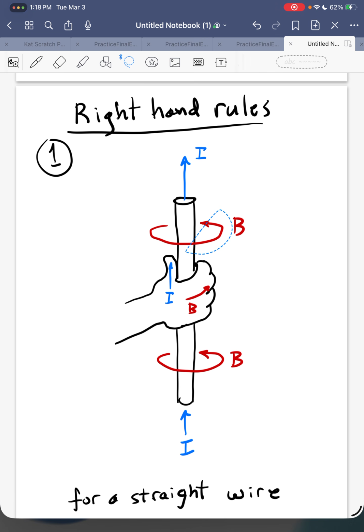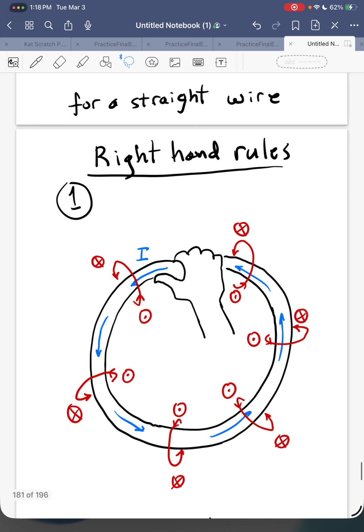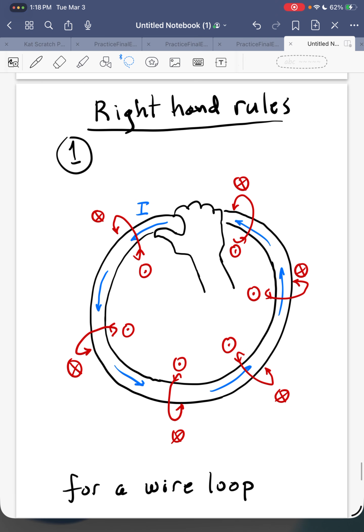This is for a straight wire, but you can also do it for a loop. Say I've got a loop here, and the loop's got current going counterclockwise, like that. You point your thumb in the direction of current flow, roughly like that, and you grip your fingers around the wire. If you do that, what you'll see is these types of things happening. Your fingers are going into the board or into the paper on the outside of the hoop, and that's represented by these little X's everywhere around, which are the tail fins of the B field arrow as it's going into the board.